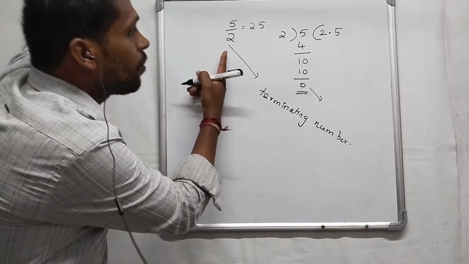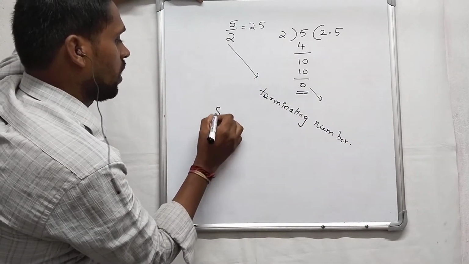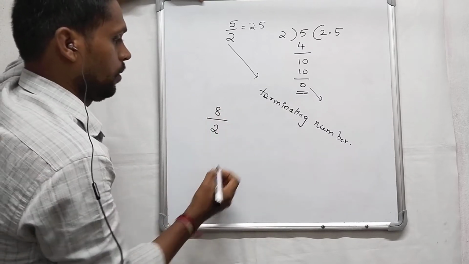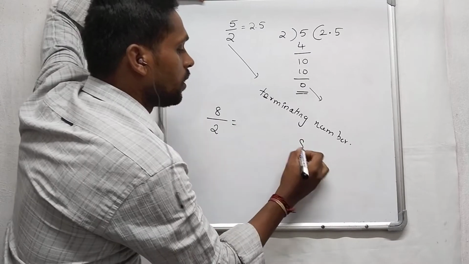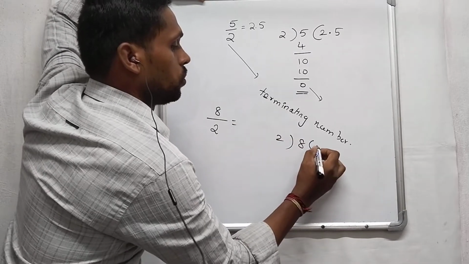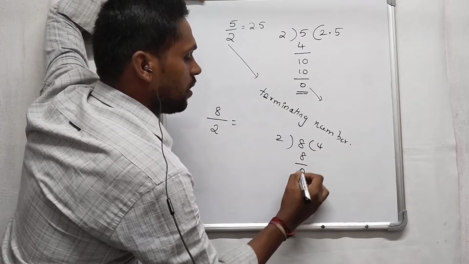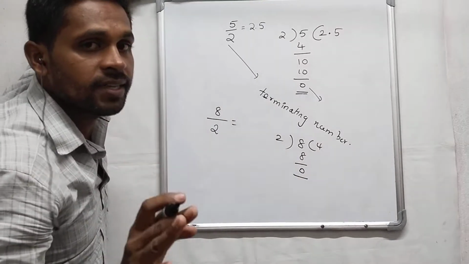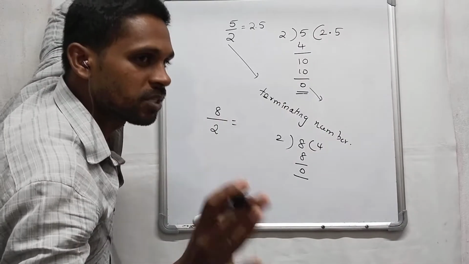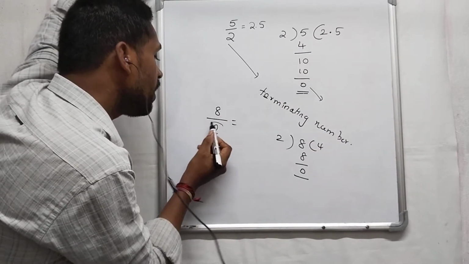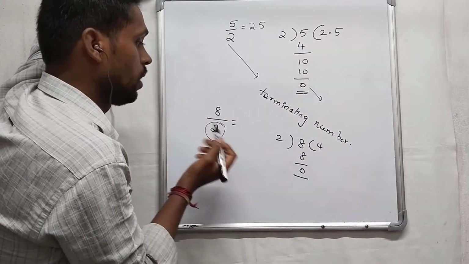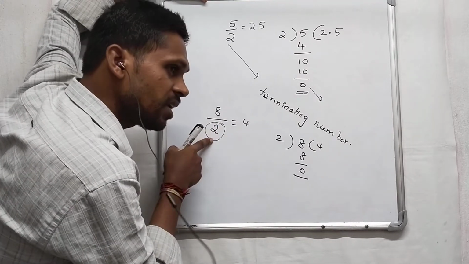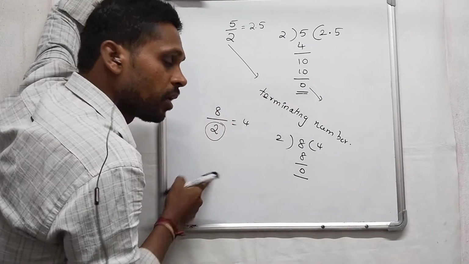So what is our denominator? 2. Let us take another number, 8 by 2. Again, how many times? 2 4s are 8. Remainder 0. So when the remainder is 0, then those numbers we call terminating numbers. Observe, when the denominator is 2, then definitely it is a terminating number.